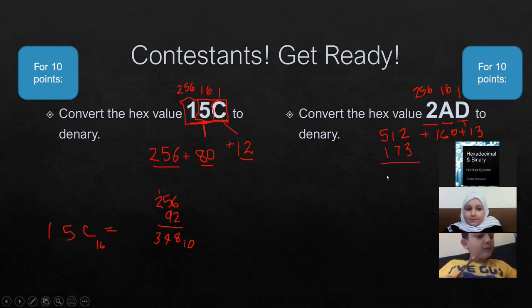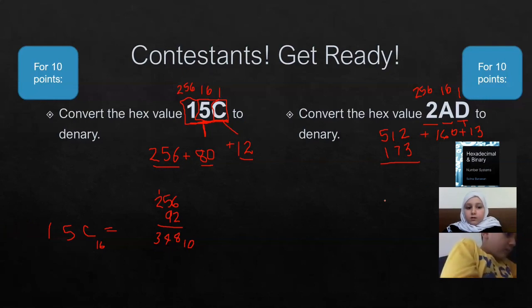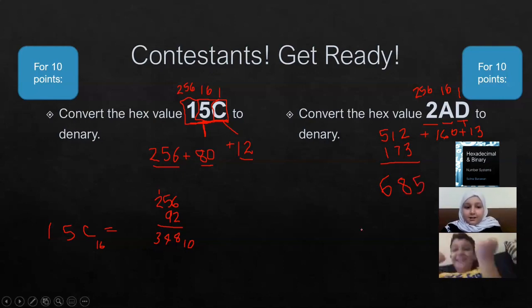785. Is that correct, Arwa? Wait, so we need to do 512 plus 173. No, it's wrong. I did 273. I mean 173. Okay, it's 685. Is that correct? Yeah. All right, fantastic. We have a winner.